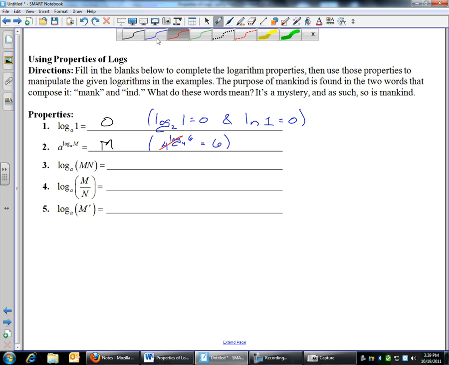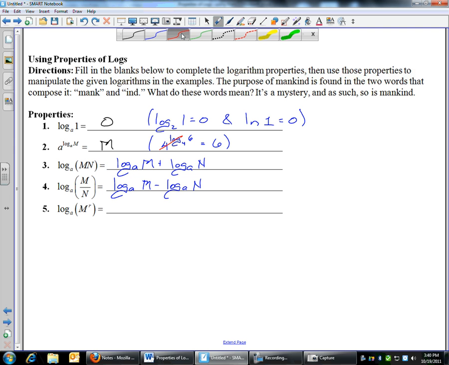Now the ones we're going to use most frequently, log base a of m times n. If you multiply inside a log, then you can split it into log base a of m plus log base a of n. Multiplication, you split with addition. If you're dividing, you'll split with subtraction. So log base a of m minus log base a of n. So if you're multiplying inside a log, you split with addition. Dividing inside a log, you split with subtraction.